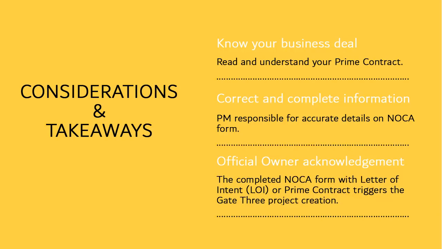The letter of intent or prime contract is required before costing can set up a project. Please send the official acknowledgement from the owner on project award and contract value or pursuit with your Noka Form to costing. The completed Noka Form triggers the Gate 3 project creation.